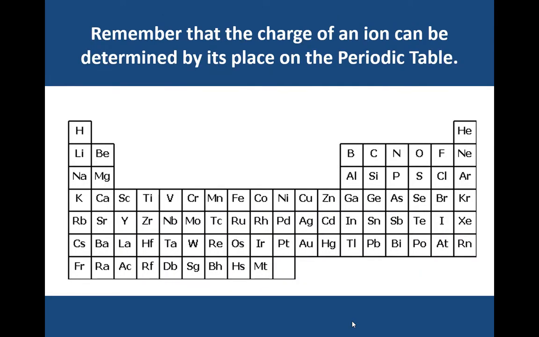Now, remember that the charge of an ion can be determined by its place on the periodic table. So as you can see in the periodic table, you can assign the charges according to the family number. So in family number 1, we have positive 1. Family number 2 is positive 2. Let's keep the transition metal elements sa gitna. Then family number 3 is positive 3.